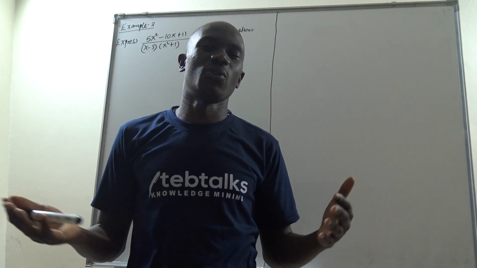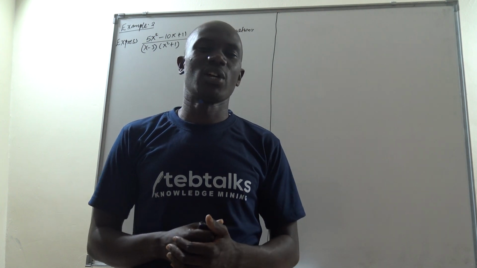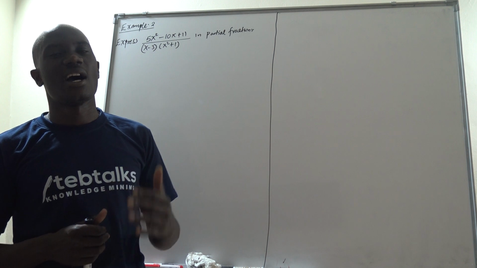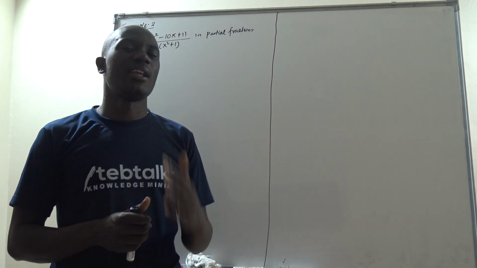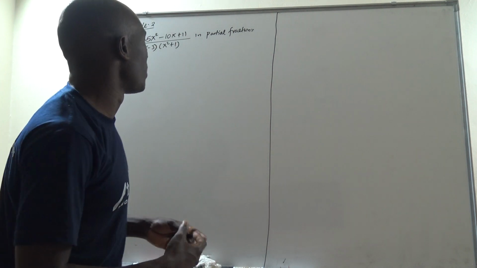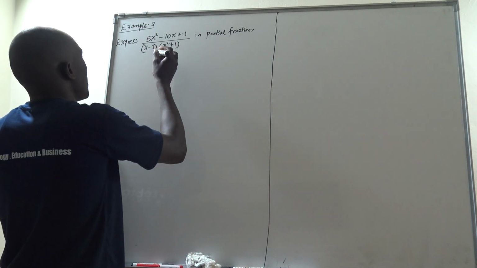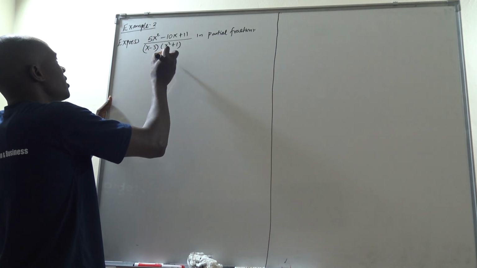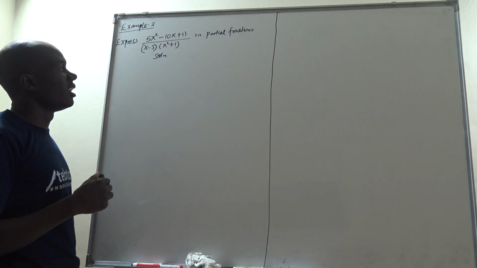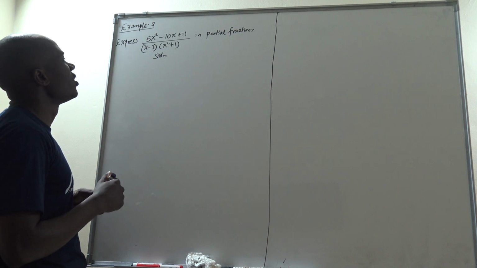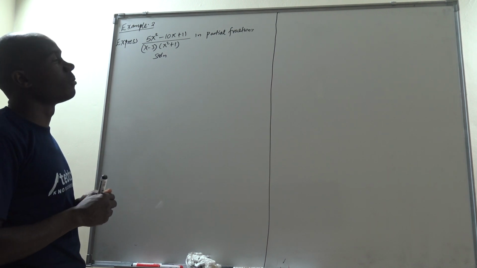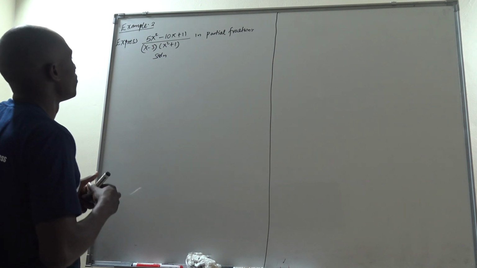So we are going to move on again with more examples on a scenario where the denominator has a quadratic factor. And keep in mind that a quadratic factor which cannot be factorized has no factors. So we move like this. The example goes: express (5x² − 10x + 11) / ((x − 3)(x² + 1)) in partial fractions.